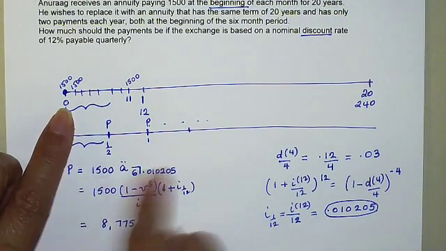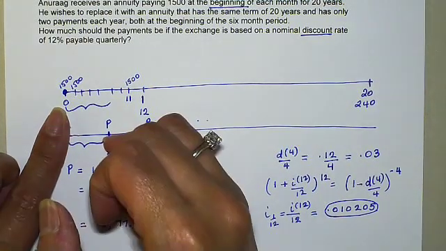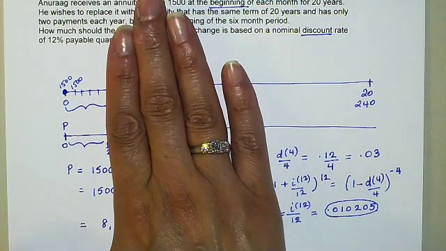What if this P didn't start here, but started at time a half? How would the expression change? We would have to discount P to a half. So give me an expression. So EV to the 1/2 would be equal to 1500 A double dot 6.